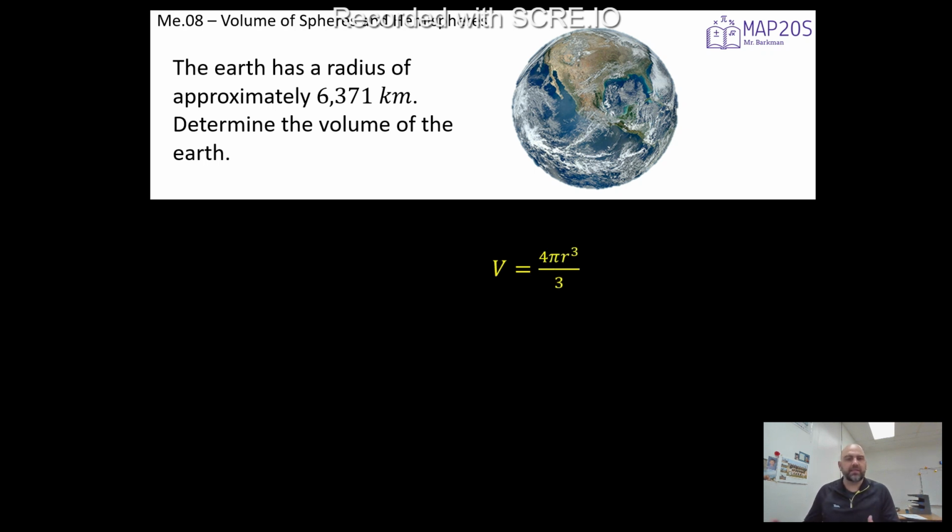Now, the first thing that we need is we're going to use our formula. And we have this formula: volume is equal to 4 times pi times radius cubed divided by 3. Okay, this is our formula for all volume calculations of a sphere. We need to know the radius. That's it, just the radius, and we can solve for the volume.